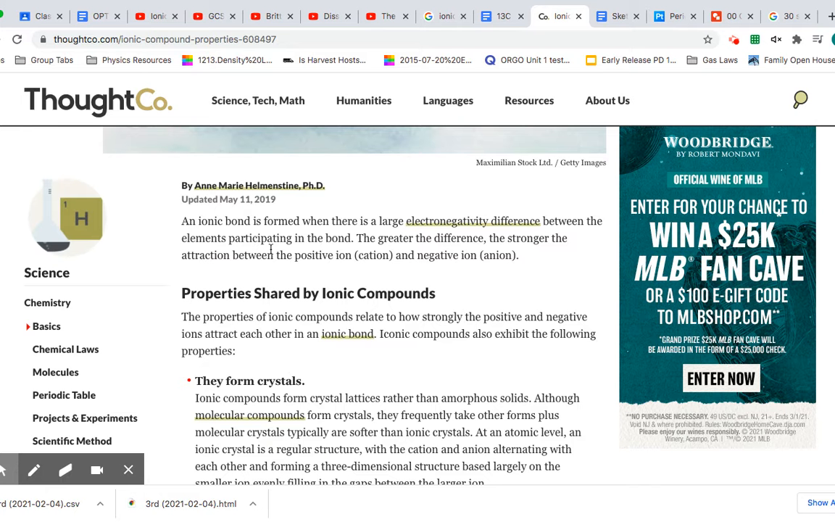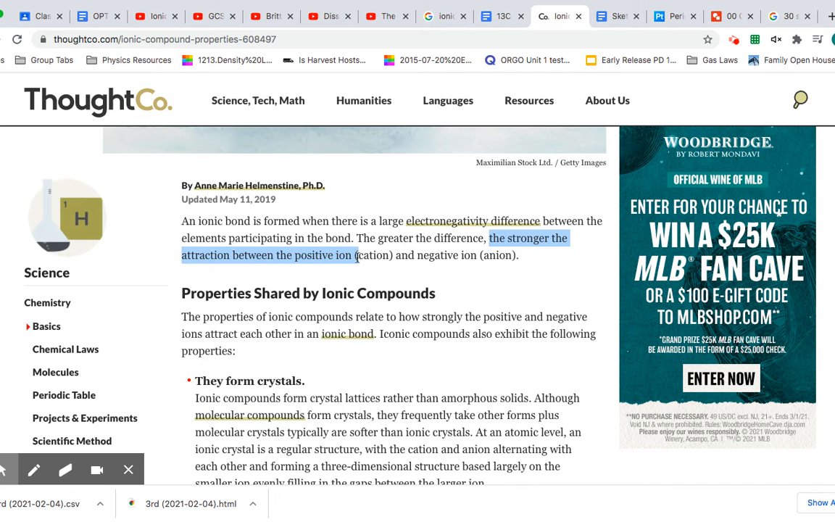The greater the difference, the stronger the attraction between positive ion and negative ion. So we don't really know what electronegativity means at this point, but that's okay. Focus on the words we do know.